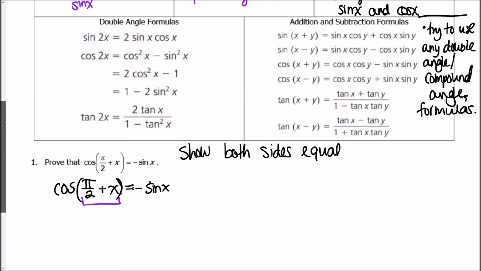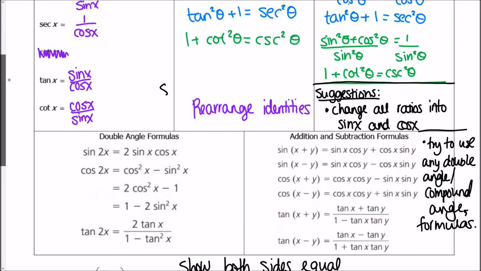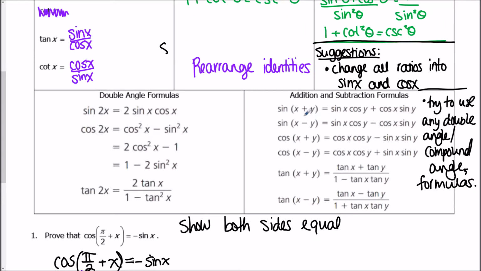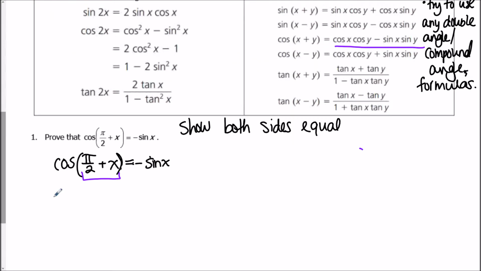But if you notice right here, we have an addition formula right here. So we are going to use our addition formula right here, which we have right here for cosine of x plus y. Okay, so right here, what I'm going to do is I'm just going to say cosine of pi over 2 plus x is the same thing as cosine of pi over 2 cosine of x, minus sine of pi over 2 sine of x. And that's going to equal negative sine x.